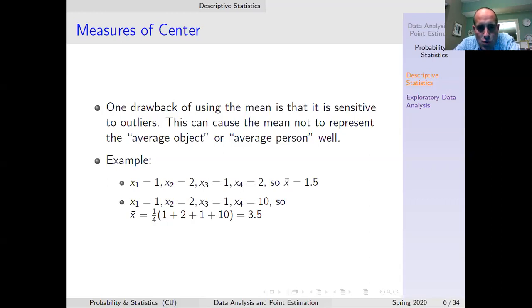But if I just change one of those numbers to a 10, okay, so it's like 1, 2, 1, and then I just change the fourth data value to a 10. Well, suddenly I have to go 14 divided by 4, which is 3.5. That massively changed the sample mean, just changing that 1 point. And in some sense, you kind of say, oh man, I don't know that that's good, that I can just change one data value like that and it just jerks the whole mean into the stratosphere like that.